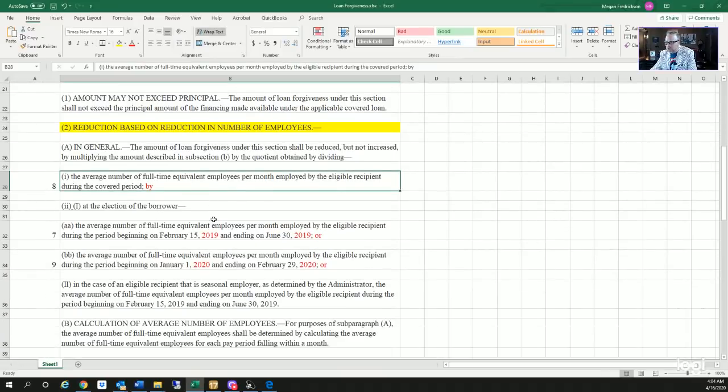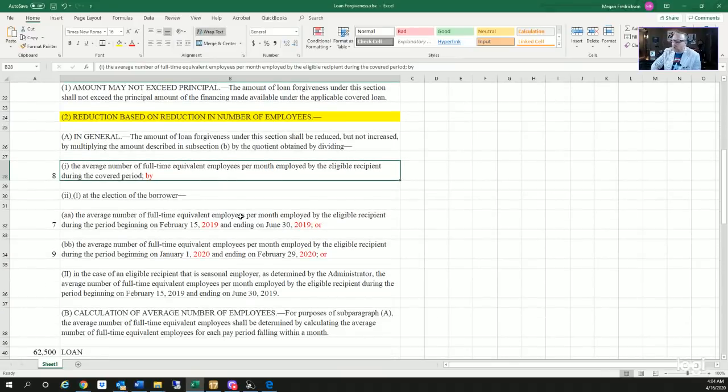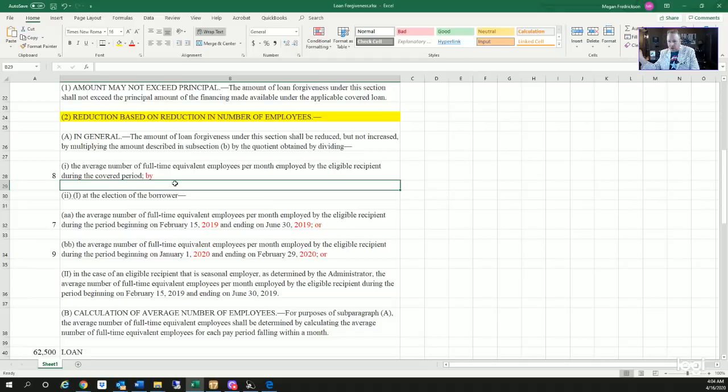So here's what it wants to know. Average number of full-time equivalent employees per month employed by the eligible recipient during the covered period. Average, right? Not the beginning, not the end, average. Okay? So if everybody's gone 1 month and they're back the next, right? Going to affect your average. Nobody's there for a month. 8 people are there the second month. You've got an average, okay? All right.